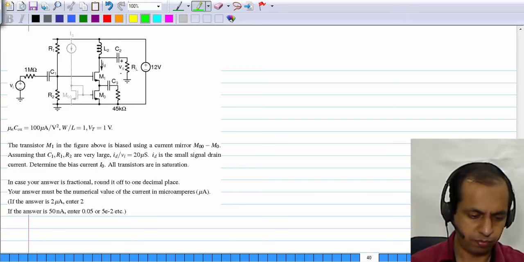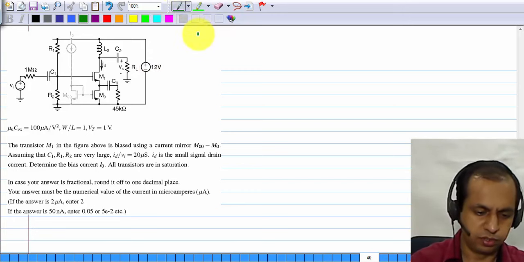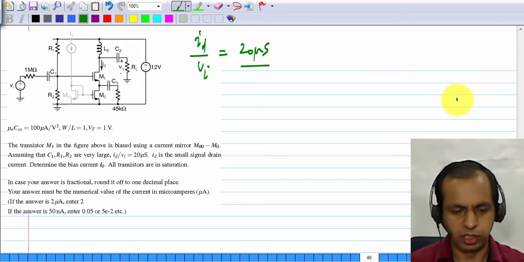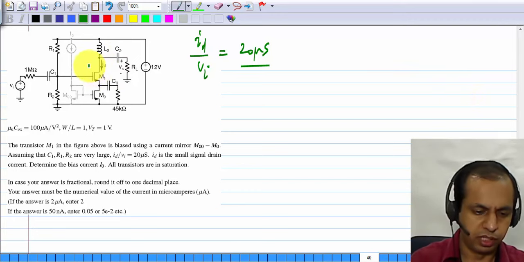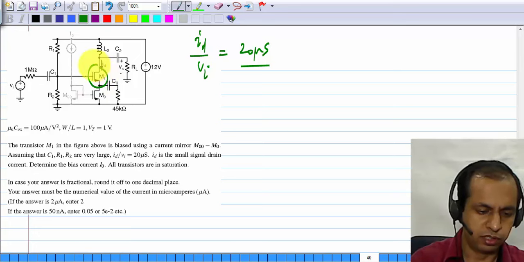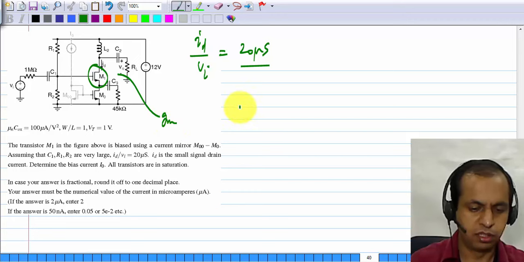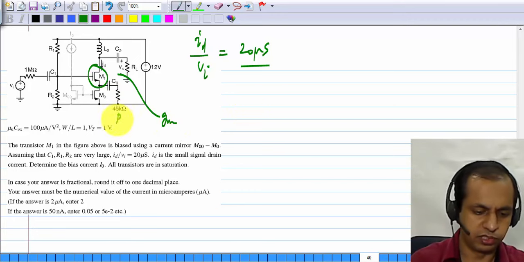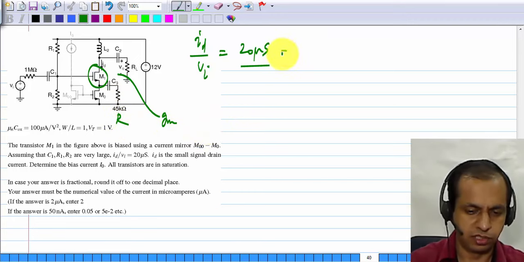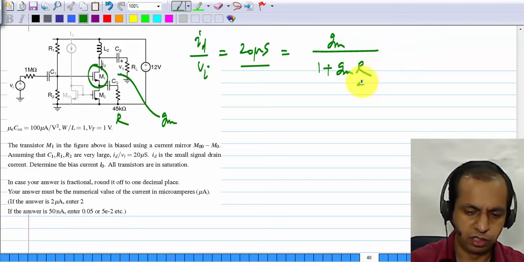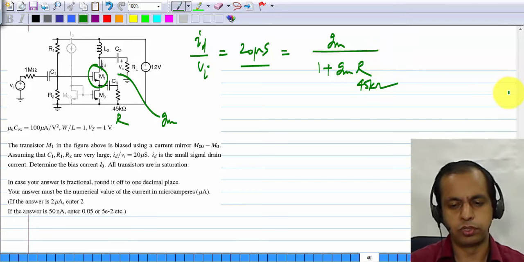First of all, you're told that ID by Vi is 20 microsiemens. And you know that this is the transistor that is implementing the voltage control current source. If its transconductance is GM and this resistance is R, then this is GM divided by 1 plus GM R. Okay, and R is given to be 45 kilo ohms.